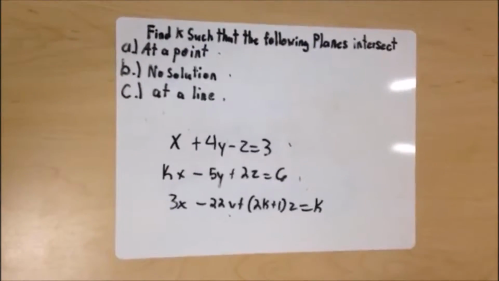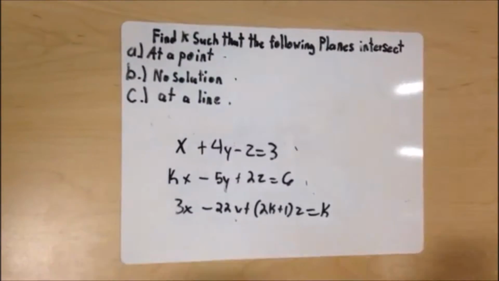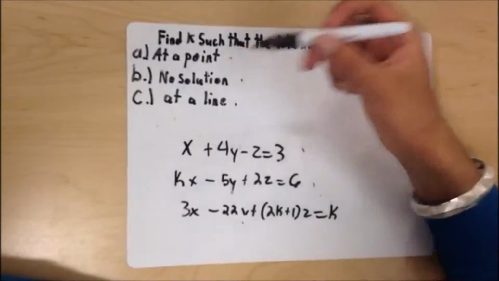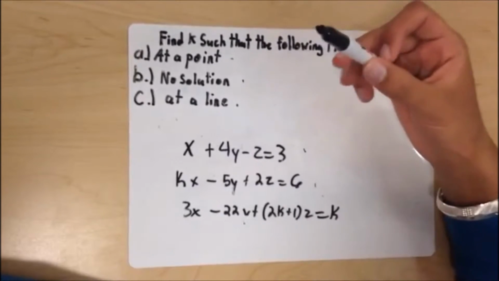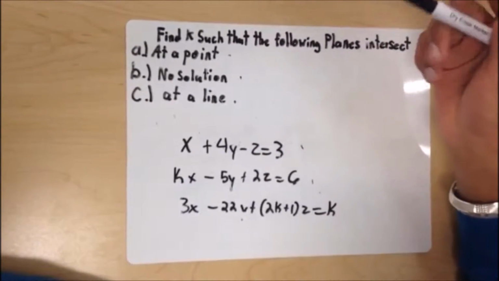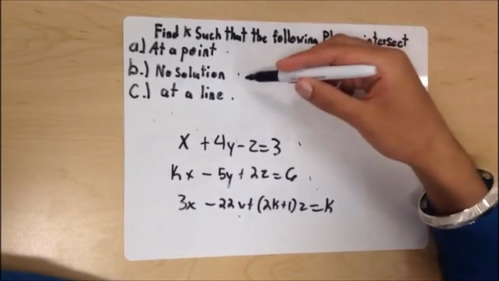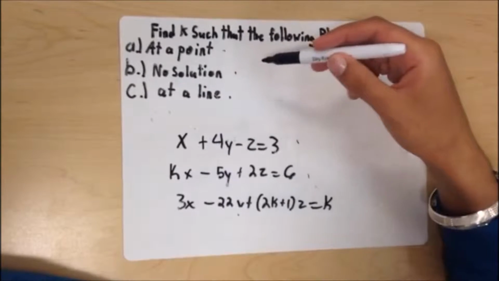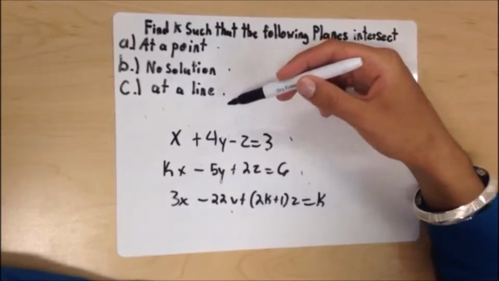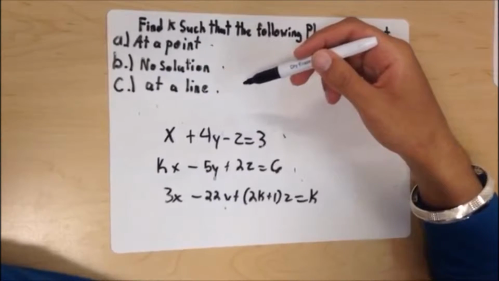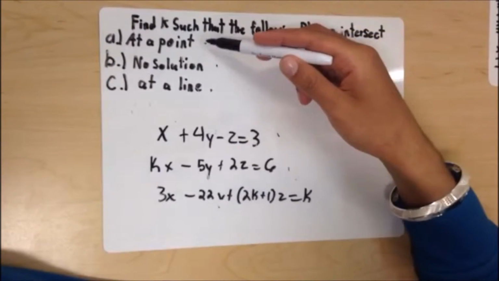So the question asks us to find three things: when the planes intersect at a point, when they intersect at a line, and when there are no solutions. So first we should figure out when there are no solutions and when the planes intersect at a line, because that will help us solve for when the planes intersect at a point.